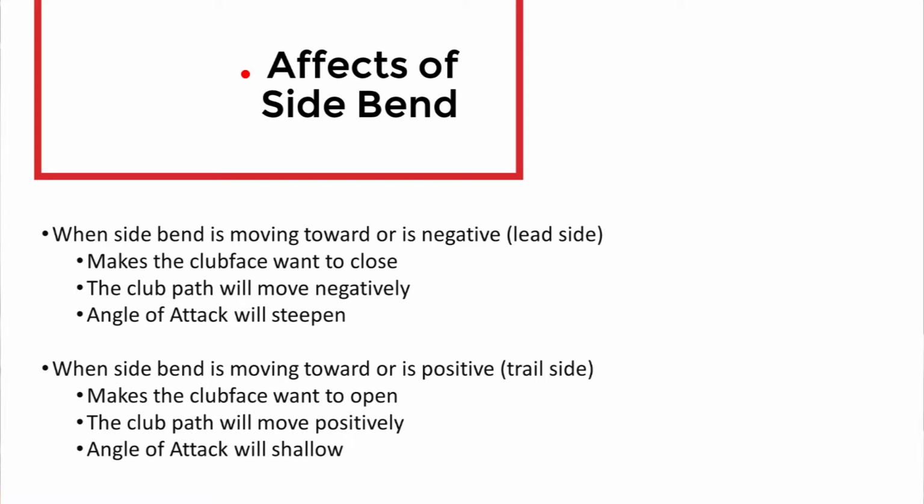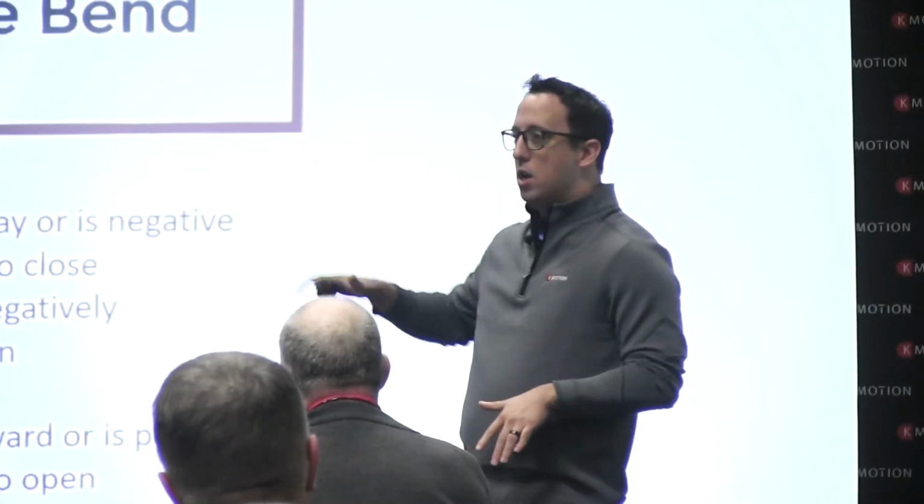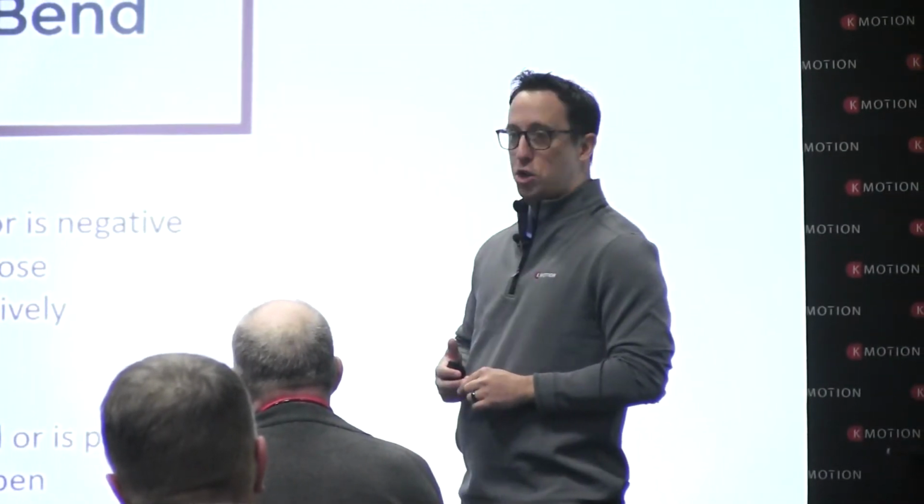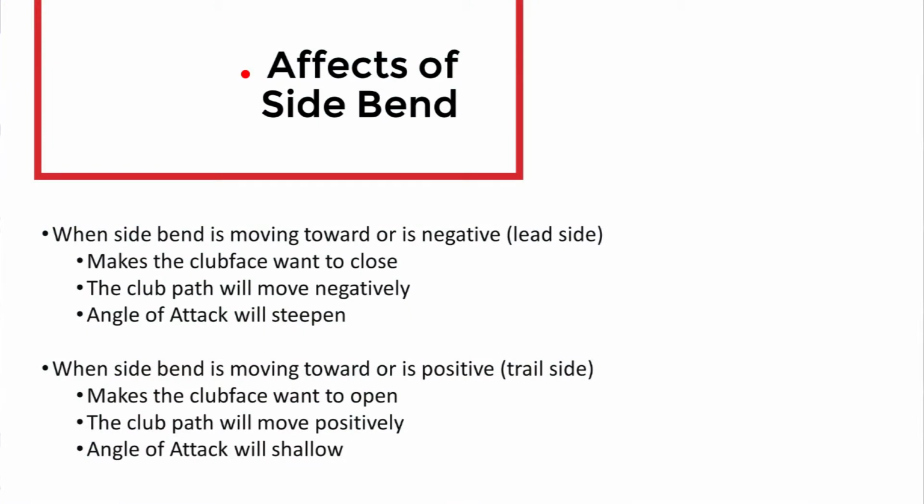So, impact of side bend. When side bend is moving away or is negative, it's going to make the club face want to close. The club path will move a bit more negative, and then the angle of attack will steepen, right? So for a right-handed golfer, if the trail hip is staying higher, these are some of the effects that we'll start to see. Opposite for when side bend is a little bit more on the positive side. So for a right-handed golfer, when the lead hip gets a little bit higher, club face wants to open a bit more. The path will move a bit more to the positive side, and then the angle of attack will shallow.